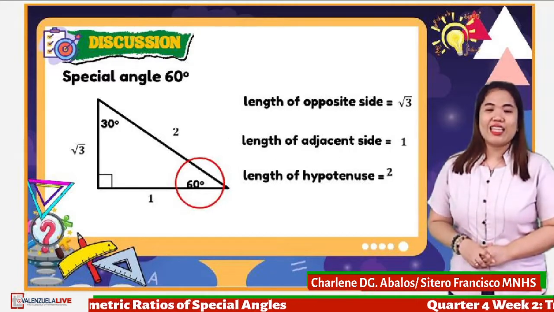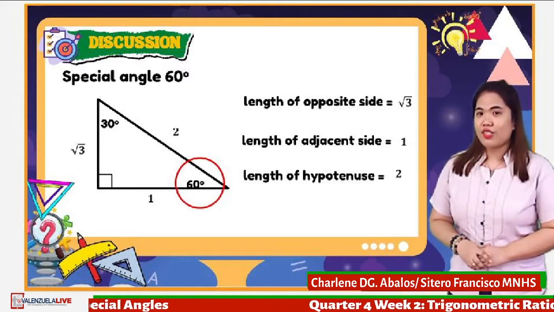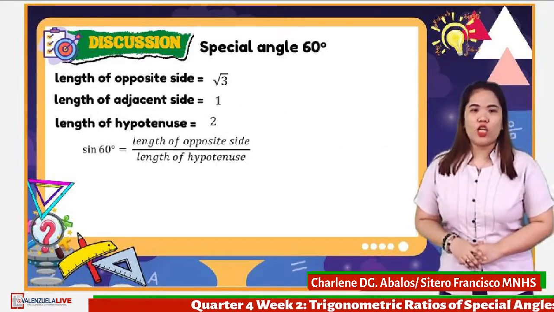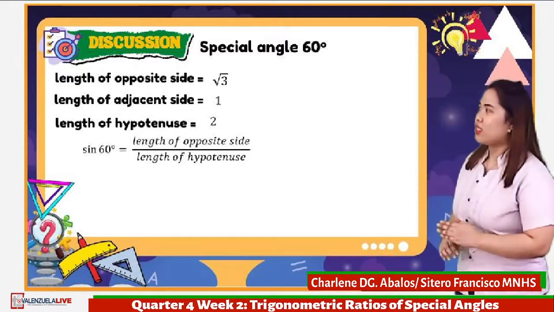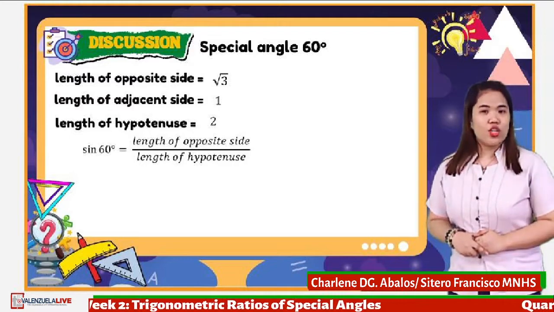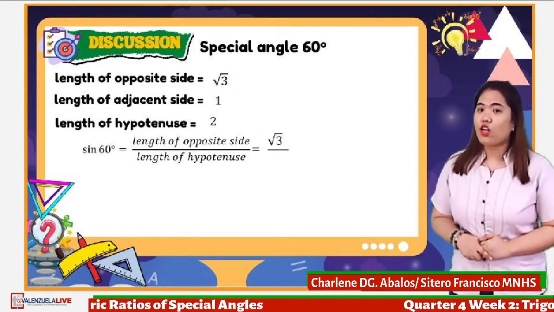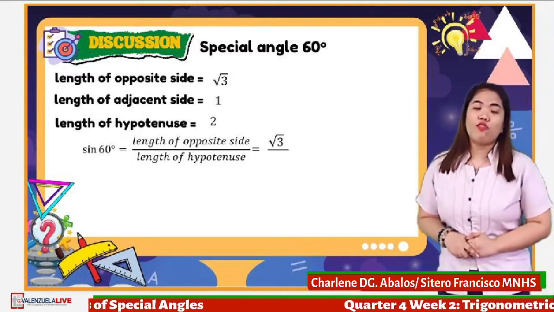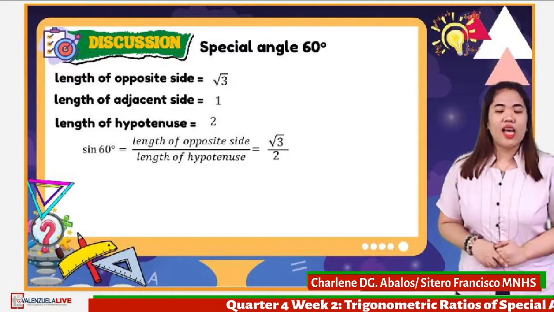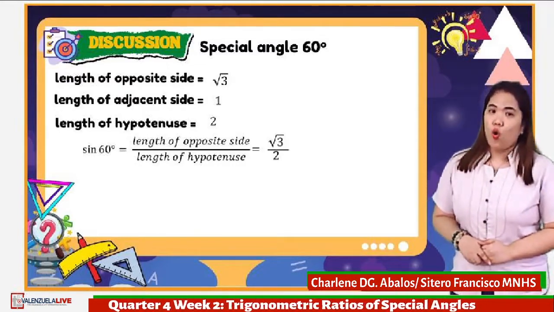We can now get the 6 trigonometric ratios. First, sine 60 degrees. We have the ratio of the length of opposite side and the length of hypotenuse. Substitute the length of opposite side is square root of 3 and the length of hypotenuse is 2. That is why we have sine 60 degrees is equal to square root of 3 over 2.